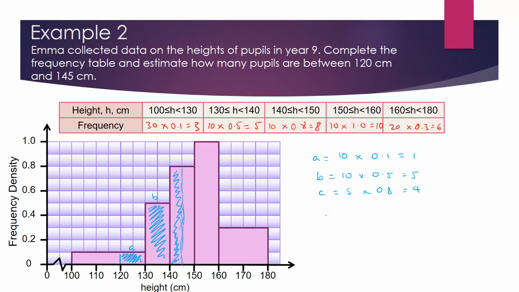So you could say then that pupils between 120 centimeters to 145 centimeters would be 10 pupils, okay? Because you've got 1 pupil in this section here, then you've got 5 pupils in that section, and 4 pupils there in that section, okay?